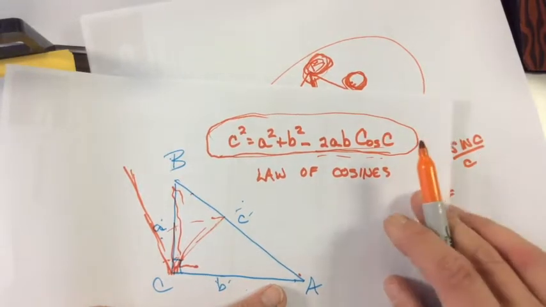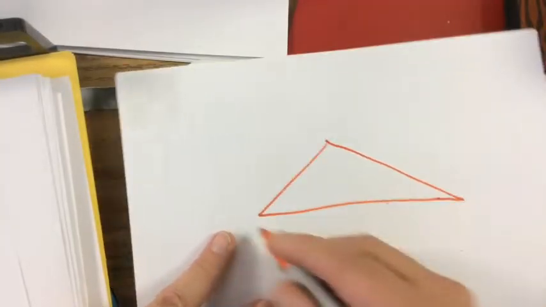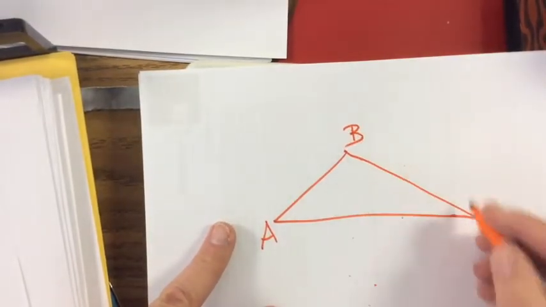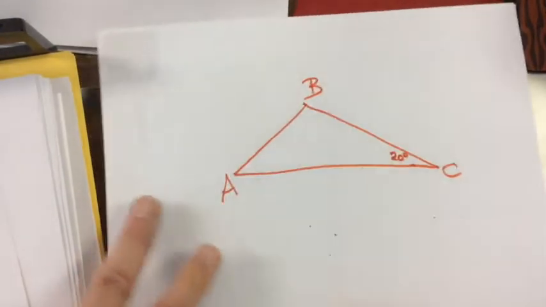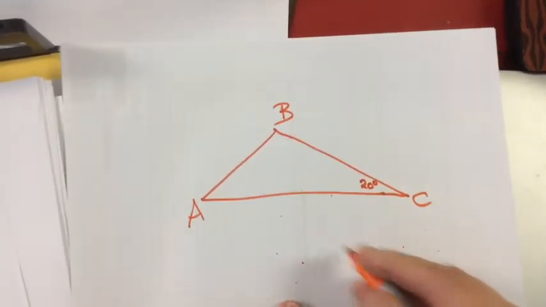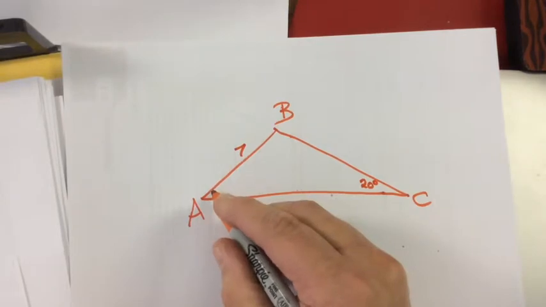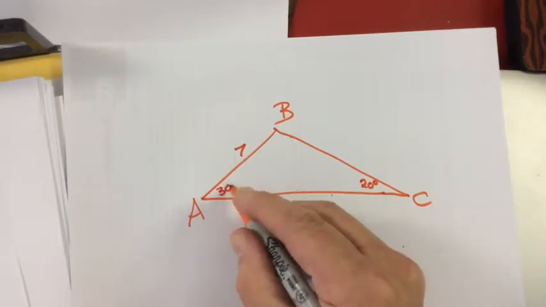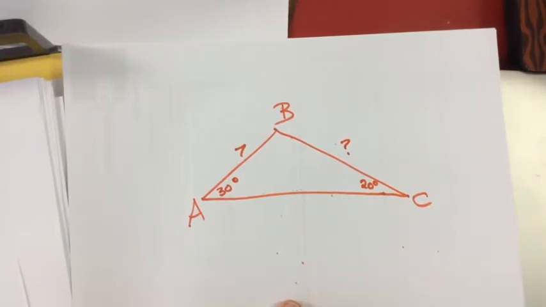I'm a little confused on how you would use sines. Can you show an example of the law of sines? All right. Let's say this is A, B, C. Let's say this is 20 degrees. Okay. Let's say this is 7. And let's say this is 30 degrees. And I want to know what the length of that side is.